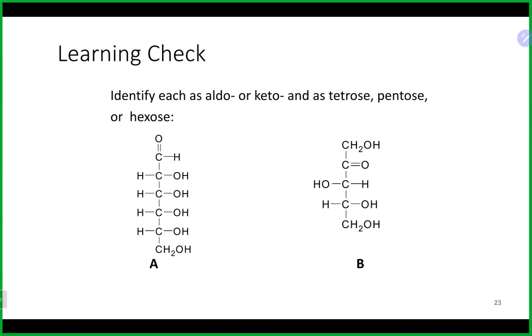All right, so take a moment there and identify this as an aldo, a keto, tetrose, pentose. Heck, let's do L and D, why not? And also, how many?